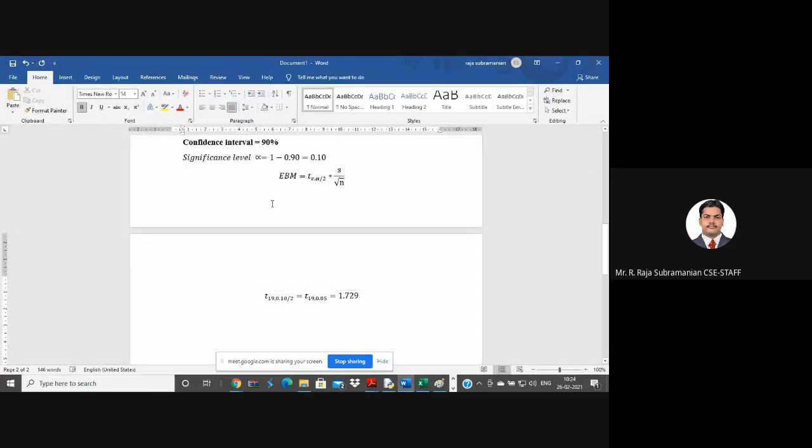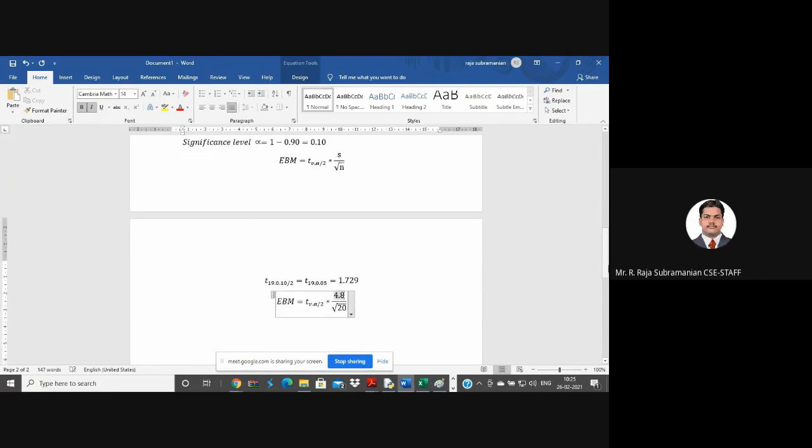Now I again go to the EBM value. I just substitute. I have all the values ready. Now I can calculate the error bound. And what is the value here? Total number of samples is 20, and standard deviation is 4.83, and over here it is going to be 1.729. So I will calculate the value of this. 1.867. Okay, 1.867.